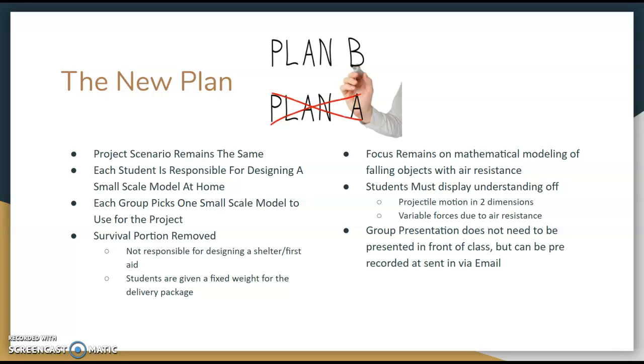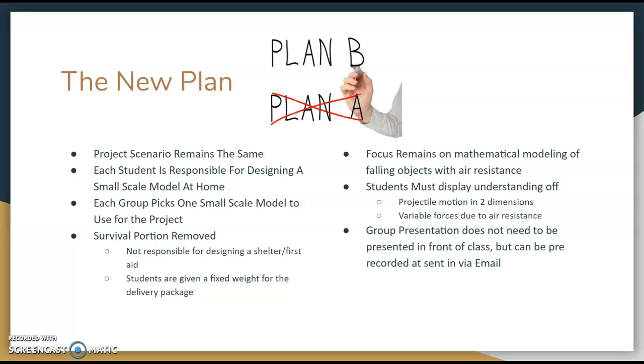So the new plan, the overall scenario remains the same. Instead of having each group build 1 model, each student was responsible for designing their own model at home using recyclable materials. And then in class, the group would pick one of those to use as their actual testing going forward. I did that so that students would have more time to work on building their models when they were at home, rather than using up the very limited in-class time we had that needed to be focused on actually getting data for testing.